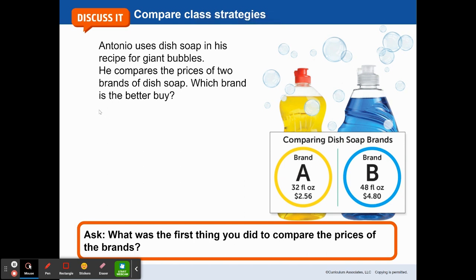Alright, Antonio uses dish soap in his recipe for giant bubbles. He compares the prices of two brands of dish soap. Which brand is the better buy? So they give us both brands over here, brand A and brand B. And these are rates right now. Currently, this ratio is set at a rate of 32 fluid ounces for every $2.56. And then brand B is 48 fluid ounces for every $4.80. So you want to see which brand is the better buy.